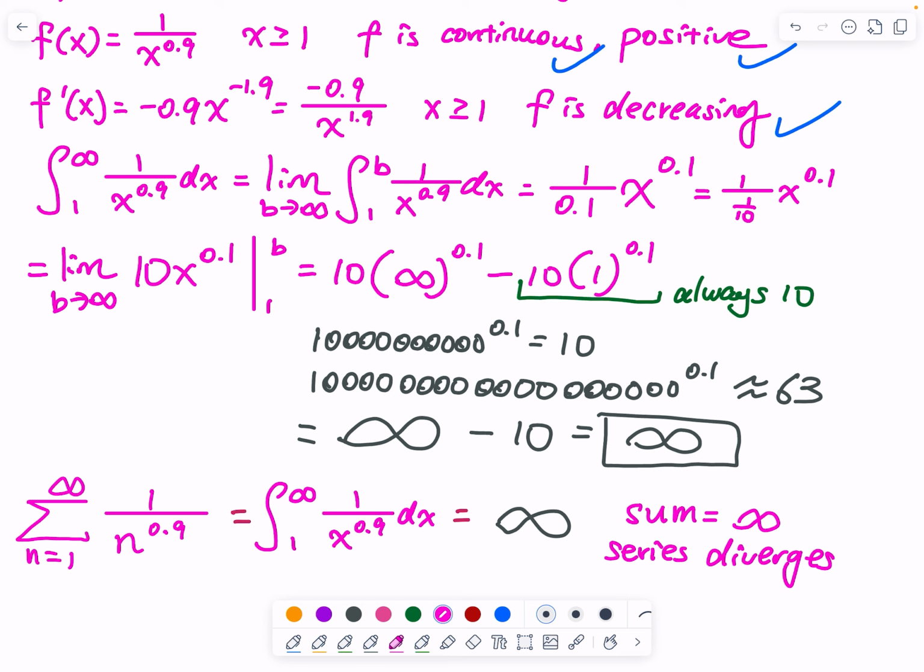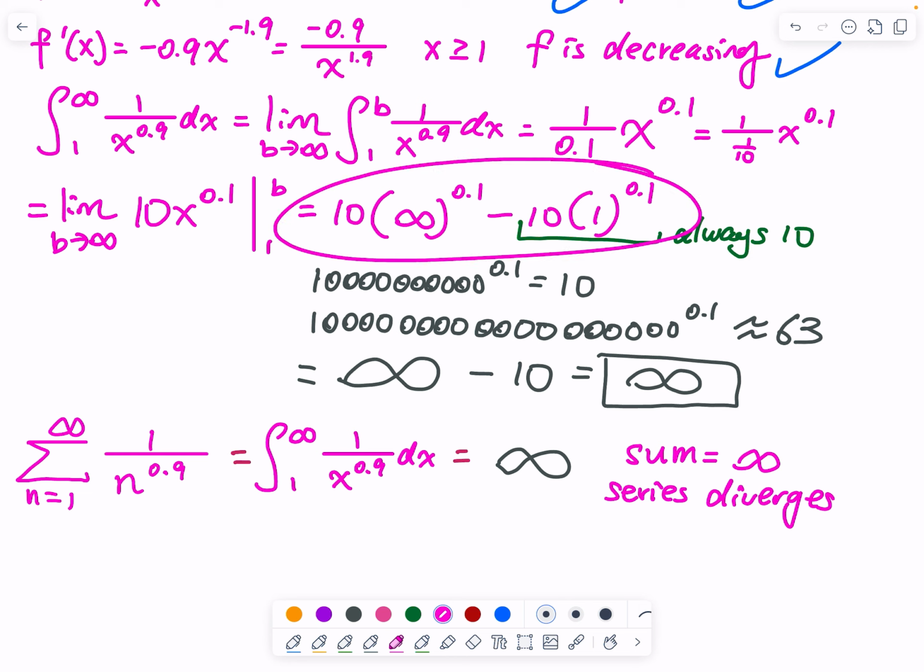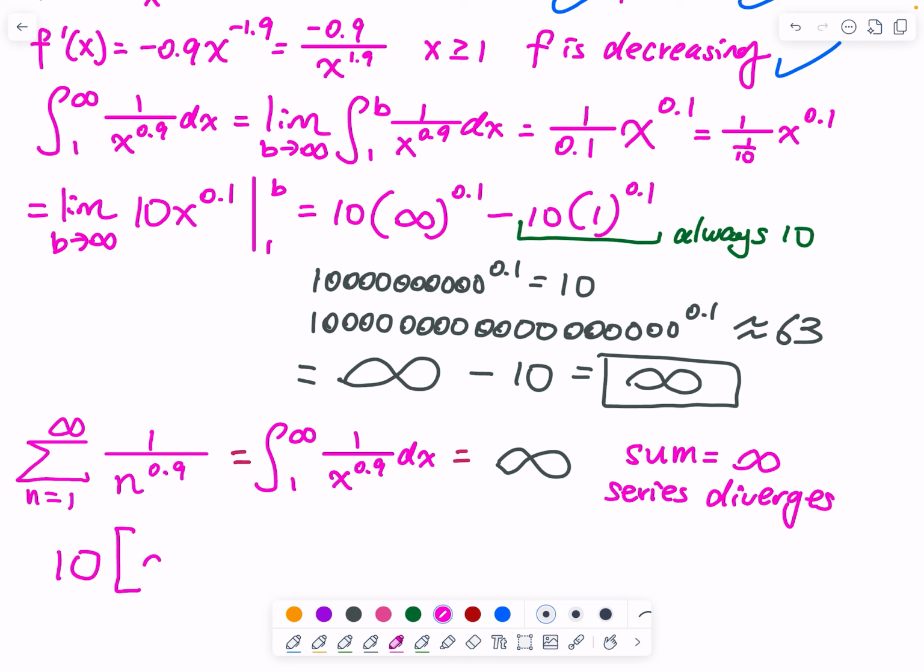Before we move on, another way to do this: do you see this step? You factor out 10, and then you have infinity to the 0.1 minus 1 to the 0.1. You can do that as well. That equals 10 times infinity minus 1, which is also infinity.